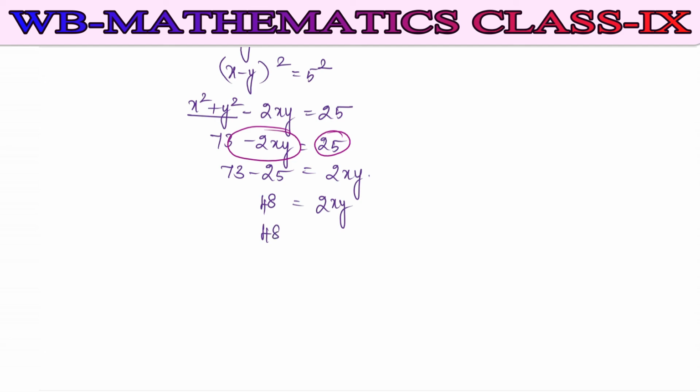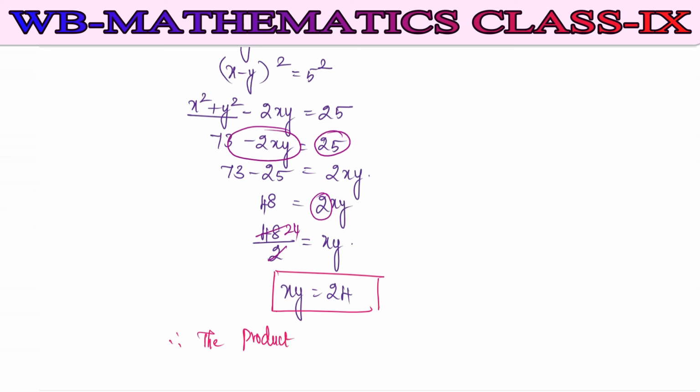48 divided by 2: when you shift this 2 to the opposite side, multiplication becomes division. So the leftover is only xy. So xy is equal to 48 divided by 2, 24 twos are 48, so you will get the answer as 24. So xy, the value here is 24. The product of the two numbers. Therefore the product of x and y is 24. This is the final answer.